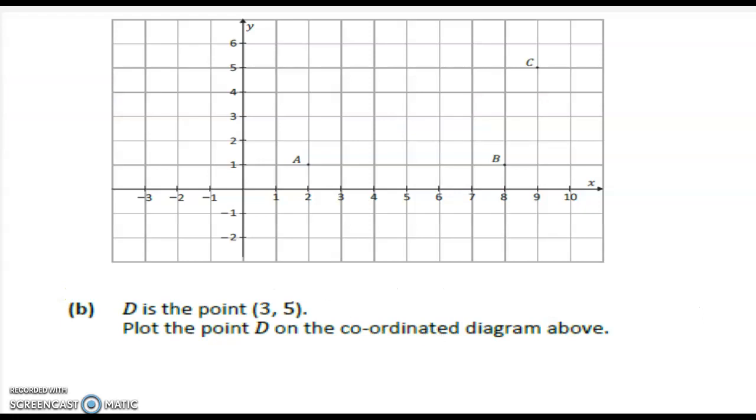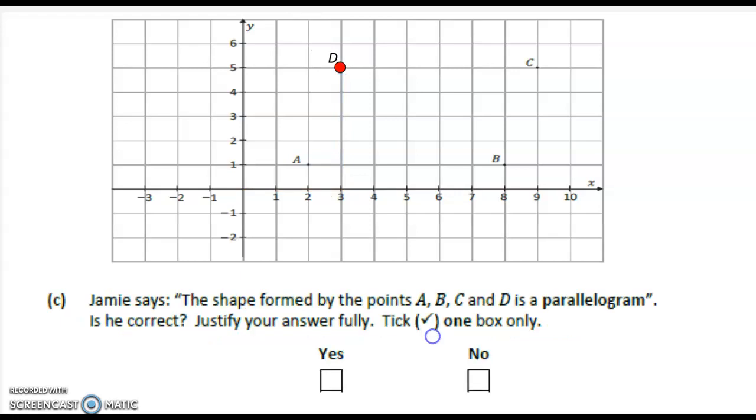Part B, D is to plot 3, 5. Plot the point D on the coordinate diagram above. So go out to 3 is your X part, up to Y, which is 5 is your Y part, 3, 5 is there, and throwing in the dot for it there and labelling it D. So that's D labelled.